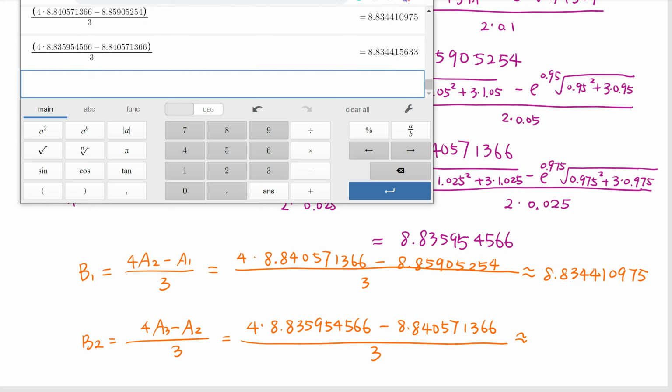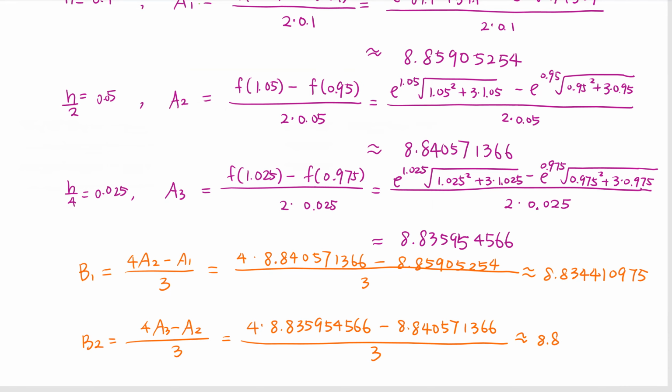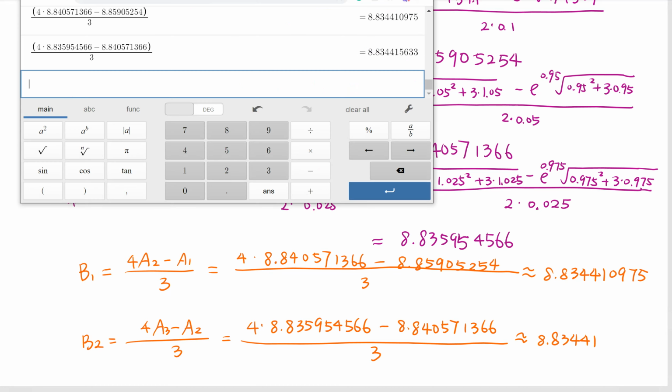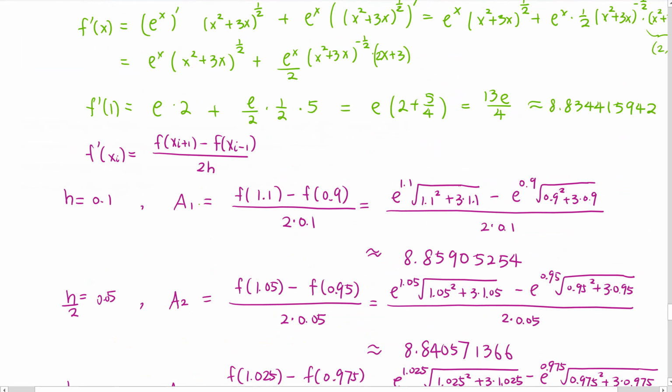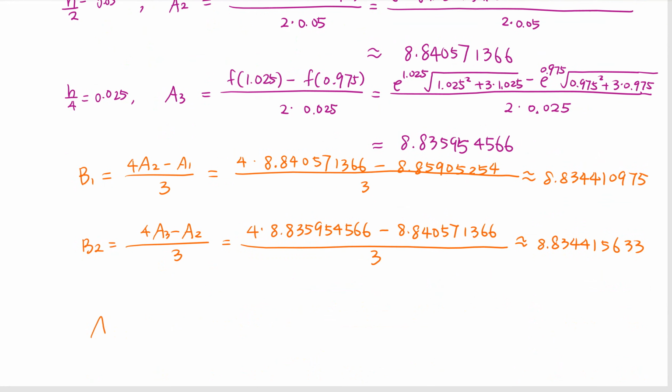Okay, you see the answers are already very close. 8.83441. And then the last 4 digits are 5633. See, they're already very close to each other, and already very close to the true value. See, the true value is right here. Okay, so finally, our 6th order approximation is 16 minus 1 equals 15, right?